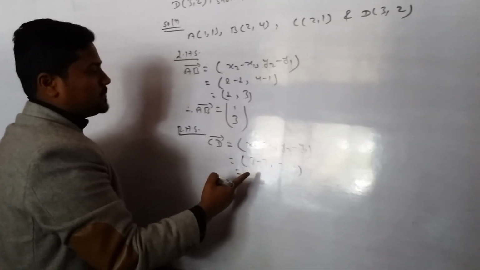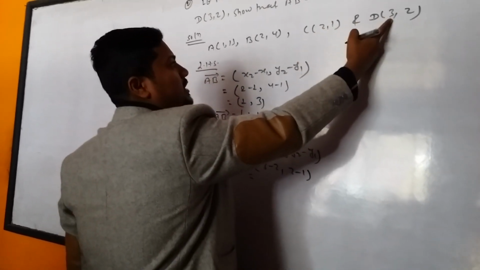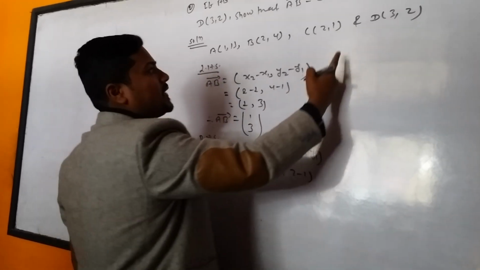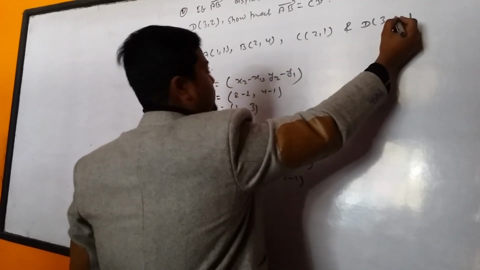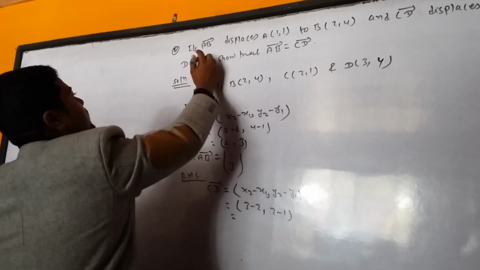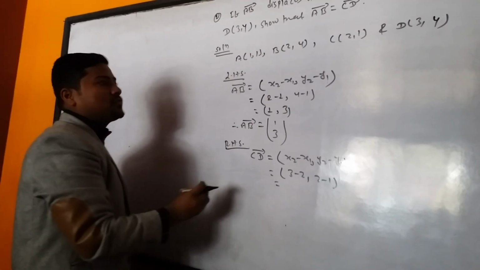It means there is some mistake here in the question. Here, 2, 1, x3 minus 2, what will come? 1. Okay, it's fine. And then after here it is 4. If the D coordinate is 4 here, then only it will match. There is some error in the question.